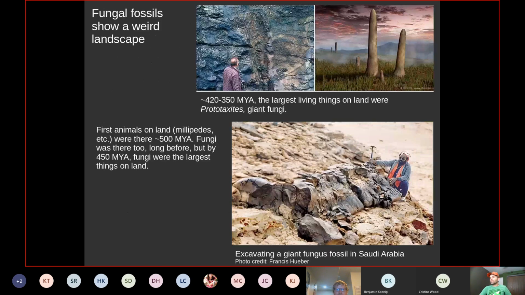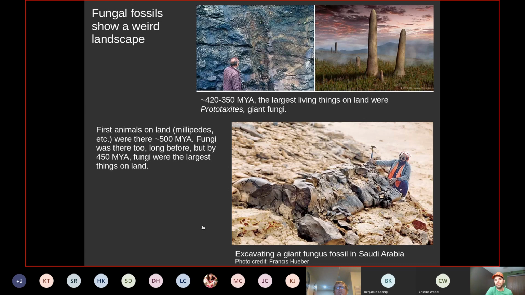Okay. Here's some pretty early fungal fossils. I mean, an artist's depiction of them in the top right, the guy standing next to one here in this photo, and then the bottom photo is an actual fossil of a fungus. So this is about 400 million years ago.